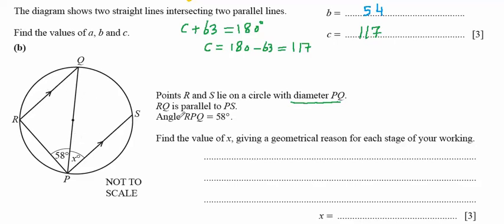Okay. Now the angle RPQ is 58. So this angle is 58. So we have to find the value of x, giving also the geometrical reason for each stage of our working. Okay, so let's see.